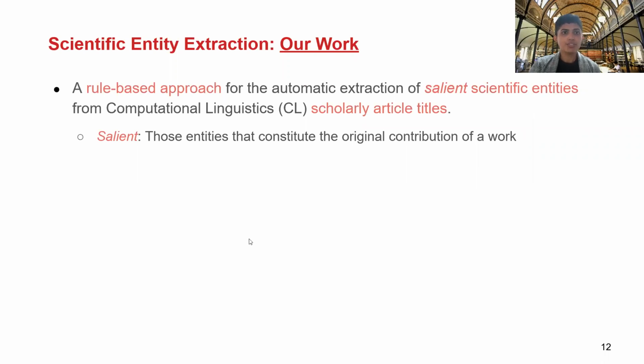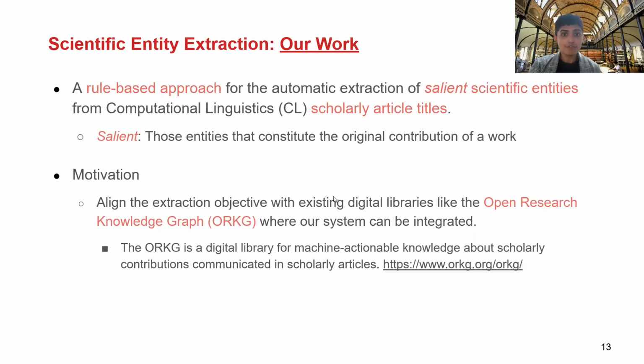So we have proposed a rule-based approach for the automatic extraction of salient scientific entities from computational linguistic scholarly article titles. By salient, we mean just those entities that constitute the original contribution of the work. The motivation is we want to align the extraction objective with existing digital libraries like the Open Research Knowledge Graph, or ORKG for short, where our system can be integrated.